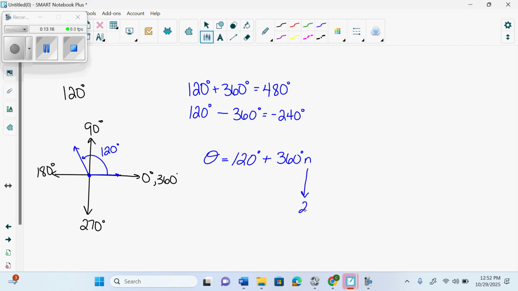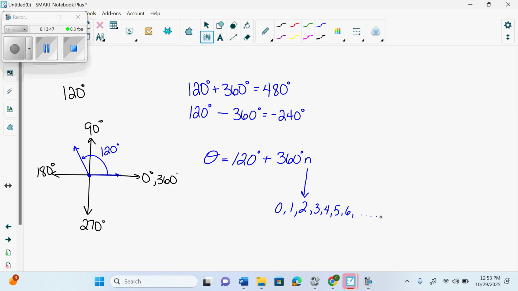2. Because that would give me 720 plus 120, correct? If I want the very next coterminal, I would just put a 1, because 360 times 1 would just add 360. The coterminal with its original self, I could put 0, because 0 times 360 would just squash that, and I'd get the principal angle, which is 120, right? I could also do 3, I could do 4, I could do 5, I could do 6, and so on.